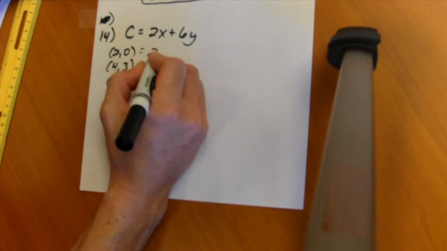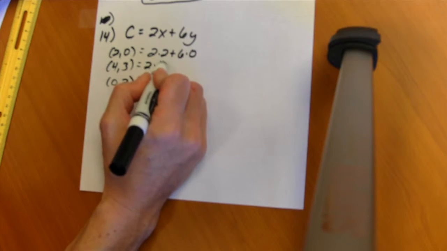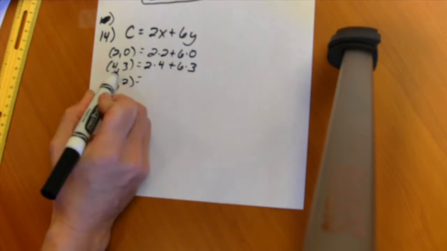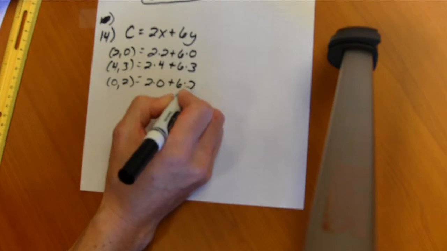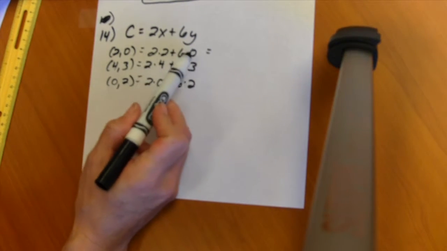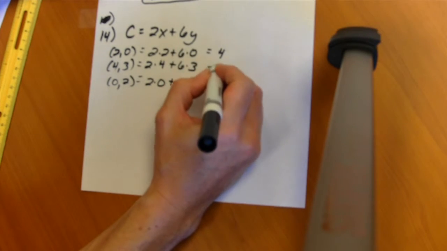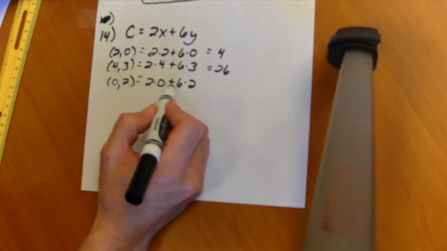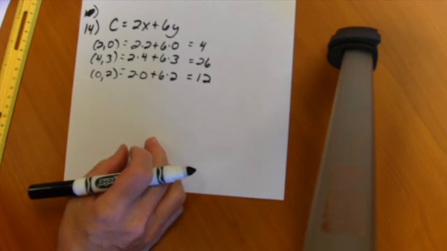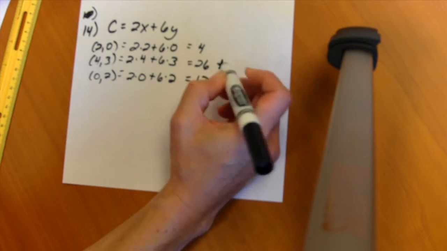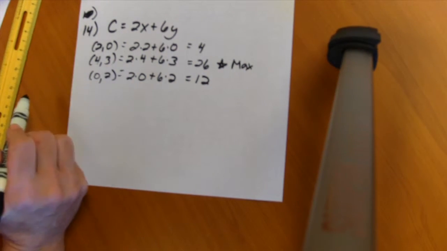2 times 2 plus 6 times 0. 2 times 4 plus 6 times 3. And then for x and y here, 2 times 0 plus 6 times 2. That will be 4, 8 and 18 makes 26, 0 and 12 makes 12. Well, what's the biggest number that you see? 26, which means we have a maximum at 26 at the point 4, 3.